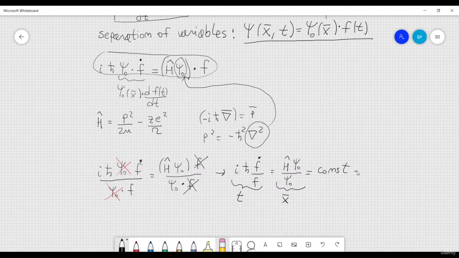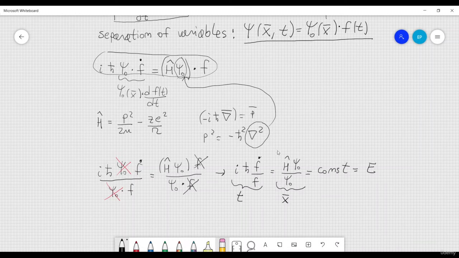And I will call this constant E, which is the energy. This is the energy eigenvalue. Why is it energy? Well, you can see it from a simple observation, for example, of this quantity here. We have the Hamiltonian, which multiplies psi 0 divided by psi 0. The Hamiltonian is energy. It has dimensions of energy, therefore this should be energy.